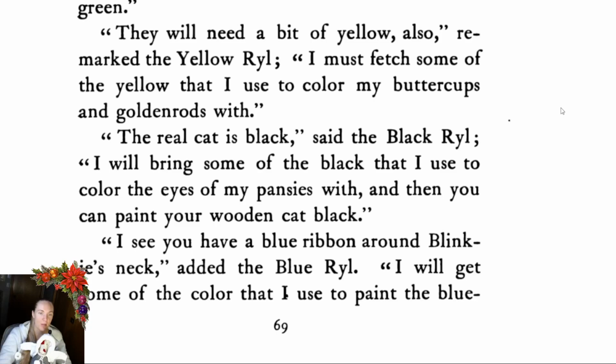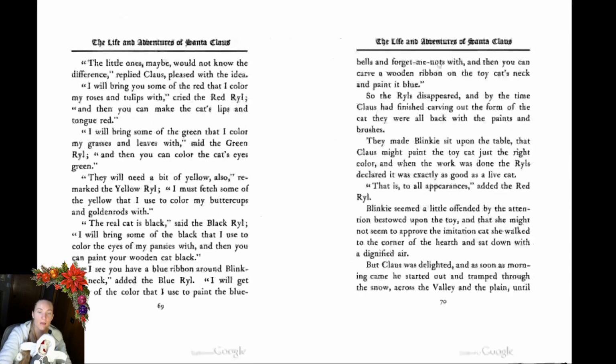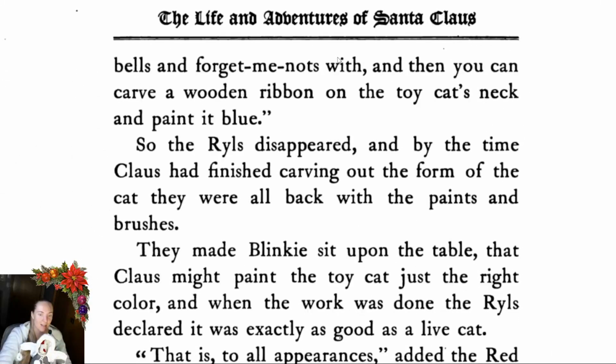"The real cat is black," said the black Ryl. "I will bring some of the black that I use to color the eyes of my pansies with, and then you can paint your wooden cat black." "I see you have a blue ribbon around Blinky's neck," added the blue Ryl. "I will get some of the color that I use to paint the bluebells and forget-me-nots with, and then you can carve a wooden ribbon on the toy cat's neck and paint it blue." So the Ryls disappeared, and by the time Claus had finished carving out the form of the cat, they were all back with the paints and brushes.